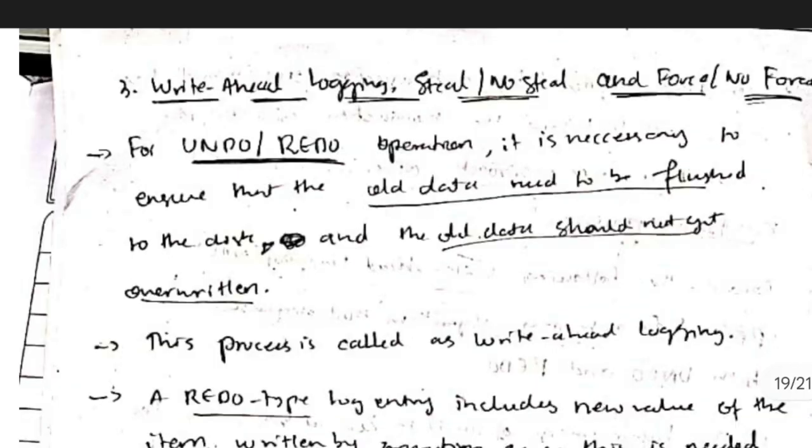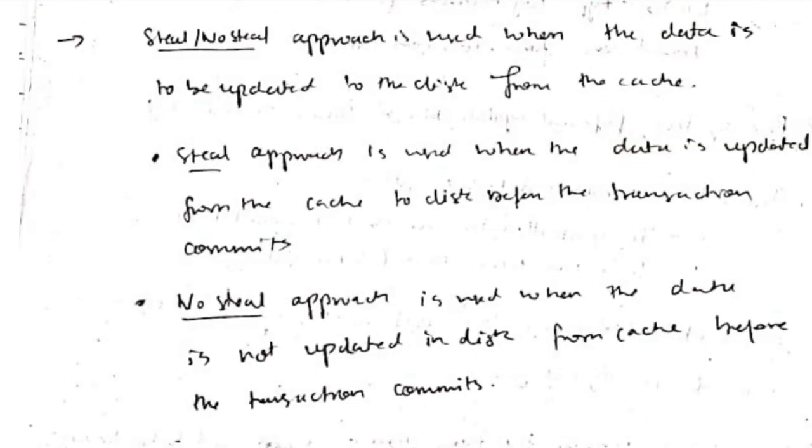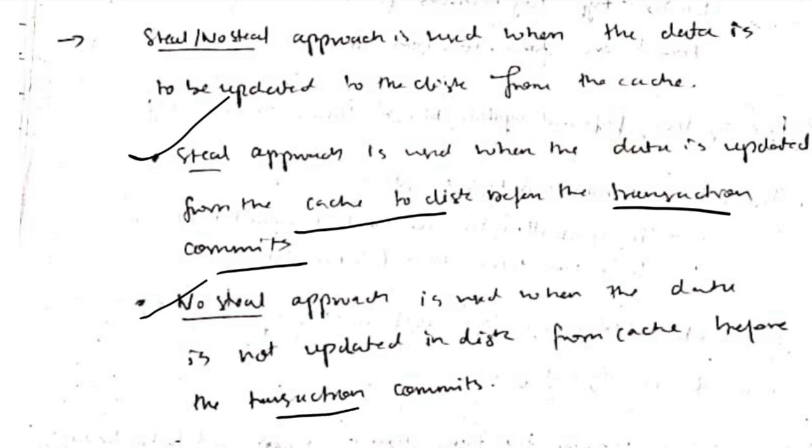Okay, and there is an operation which is called write-ahead logging. That means the old data should not get overwritten. That is known as write-ahead logging. And steal, no steal means there is an approach in which the data is updated from the cache before the transaction commits. That is the steal approach. And no steal means it is not updated before the transaction commits.